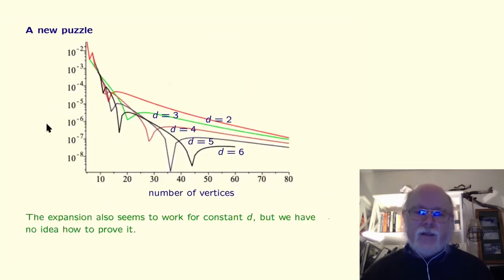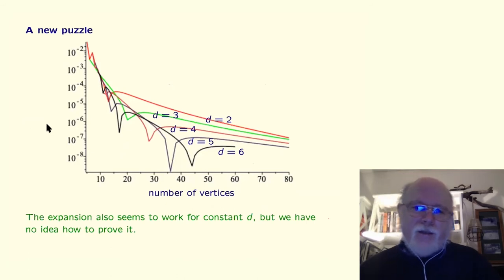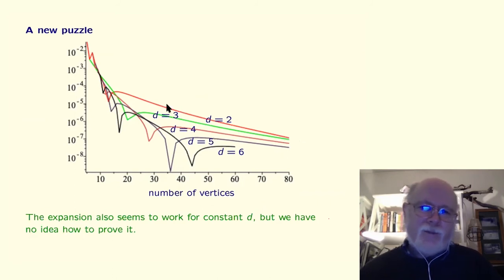Another thing we noticed is that our formula seems to work even when the degree is a constant, and that's just completely out of the question for our method to prove. There are several places in the proof where we assumed the degree was growing as some constant power of n, and the proof just doesn't work for constant degree. But when we check the values against the actual values for constant degree, it's working there too. So that's something else to prove.